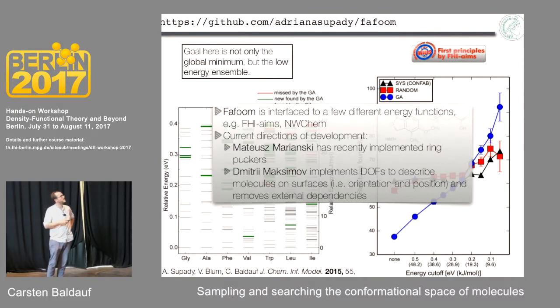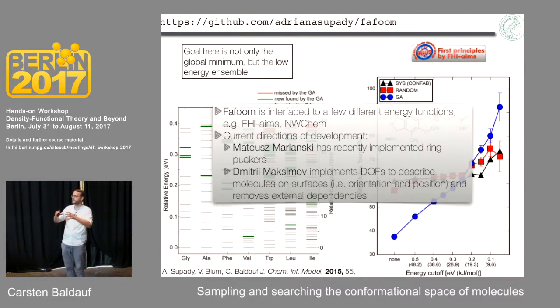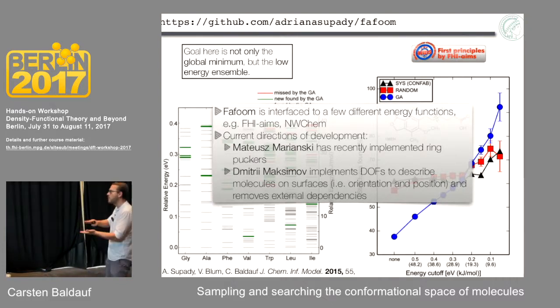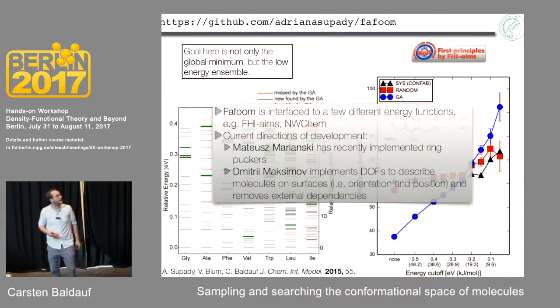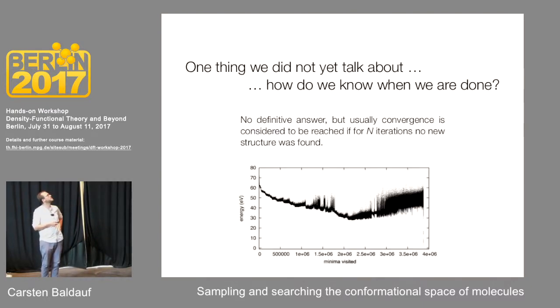Mateusz, this is already not so recent anymore, has implemented ring pucker rings, which is nice for chemists. And Dimitri, who's also here and also a tutor today, implements further degrees of freedom that allow us to describe where molecules are placed relative to something. For example, his project is mainly about how to place a molecule on a surface, in which orientation and in which position. So implementing more of these degrees of freedom that might be of interest.